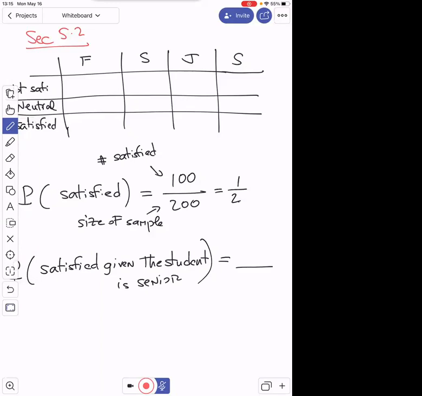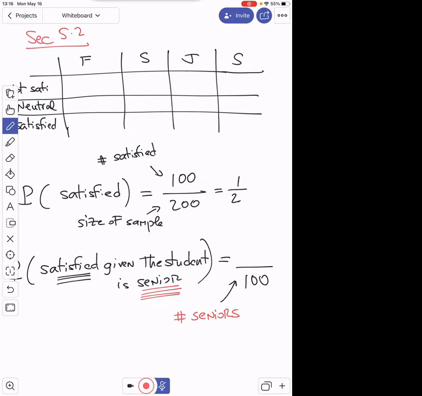So first, in the denominator, that will be the total number of, because the given here says given the student is a senior, right? So you need to count how many seniors. So the denominator will be the number of seniors, because you know that the student is a senior. So your sample is not given by all the students. The sample is given only by senior students. So in the denominator, that's the total number of seniors. So the total number of seniors here is 100. So we need to divide by 100, right?